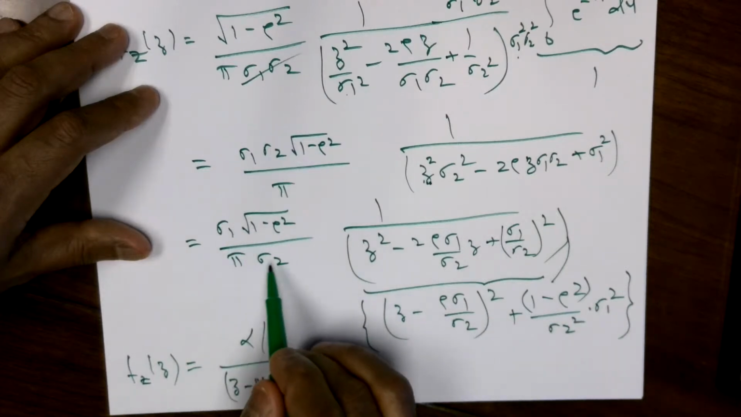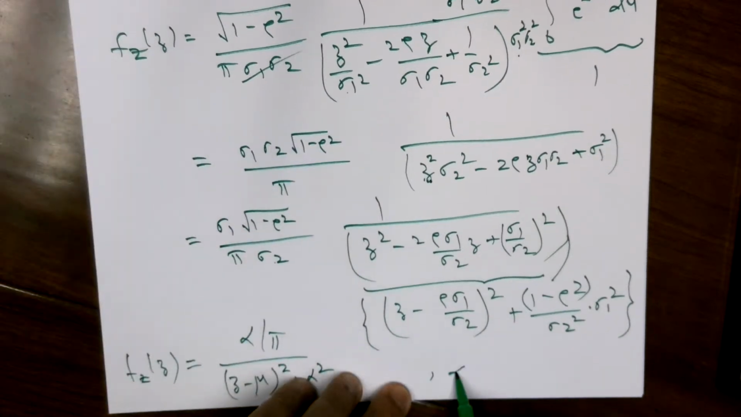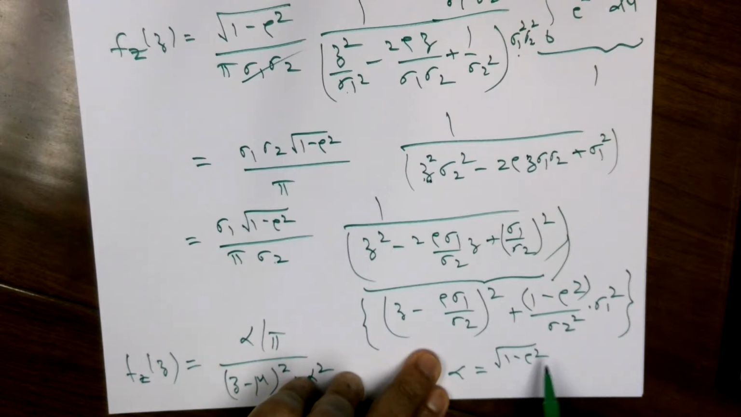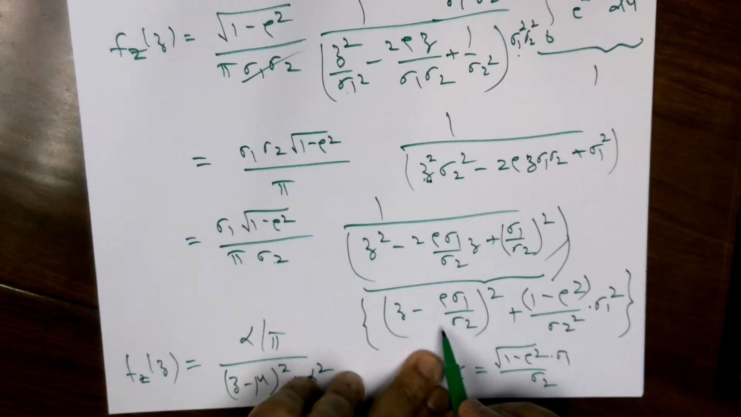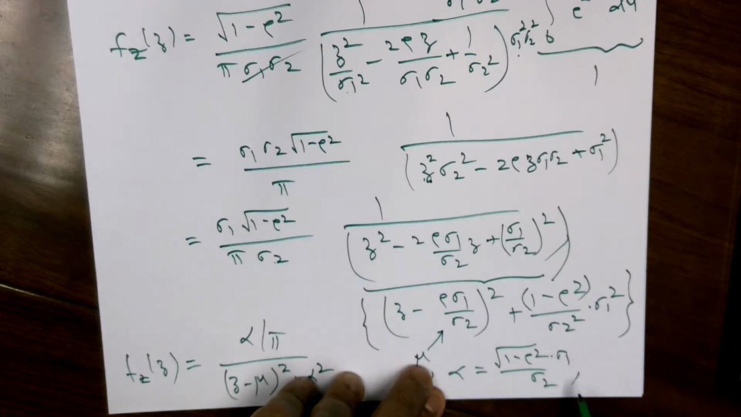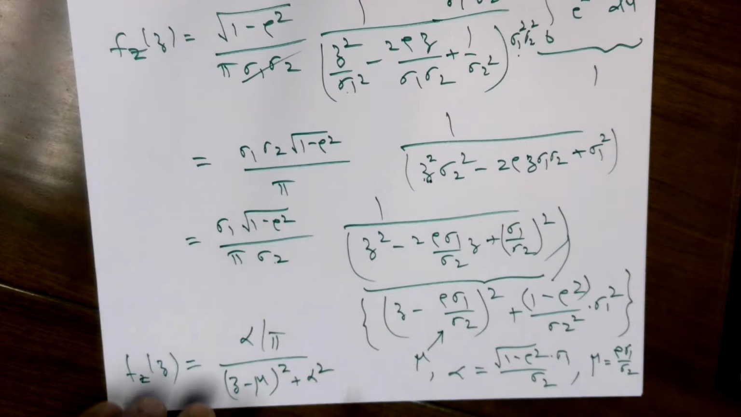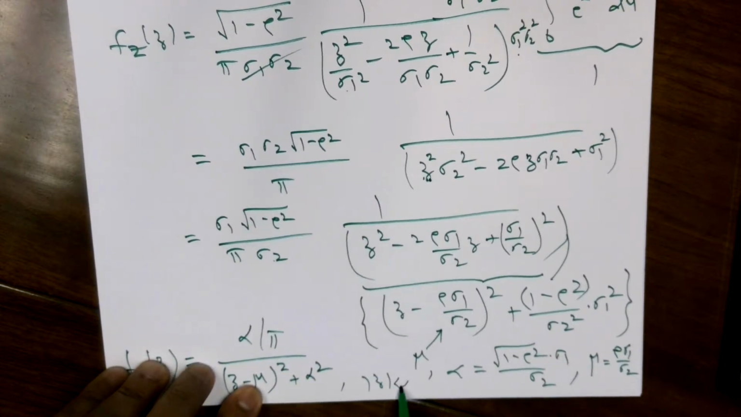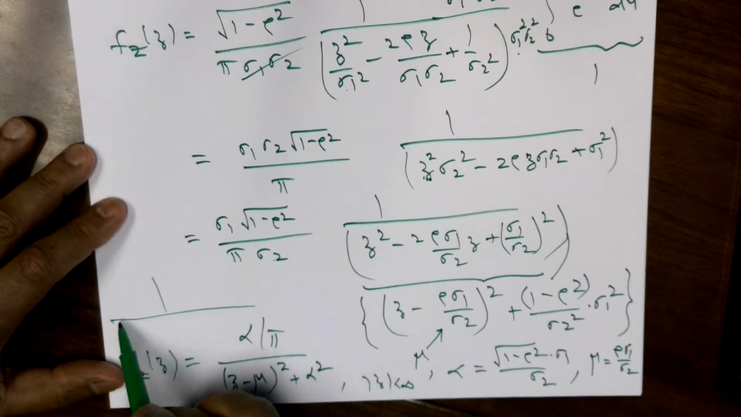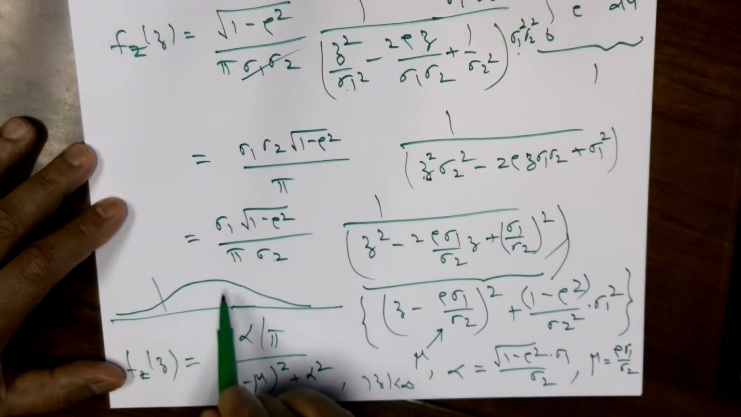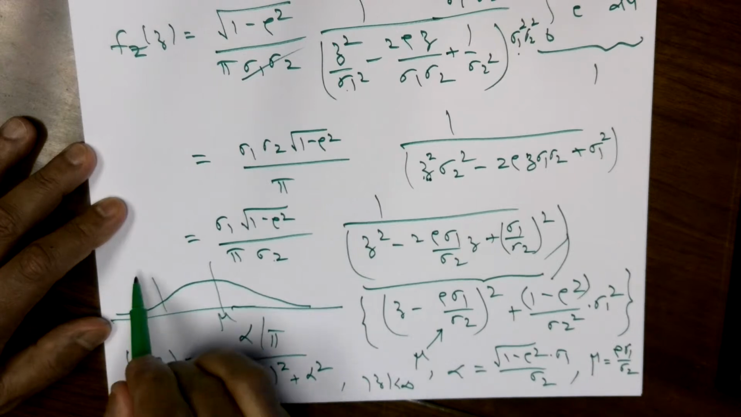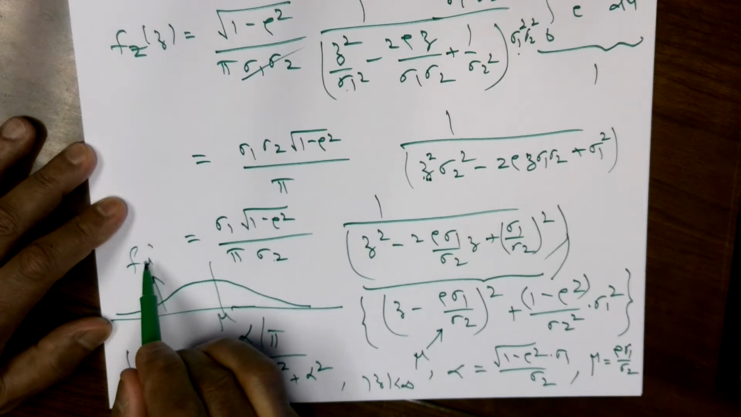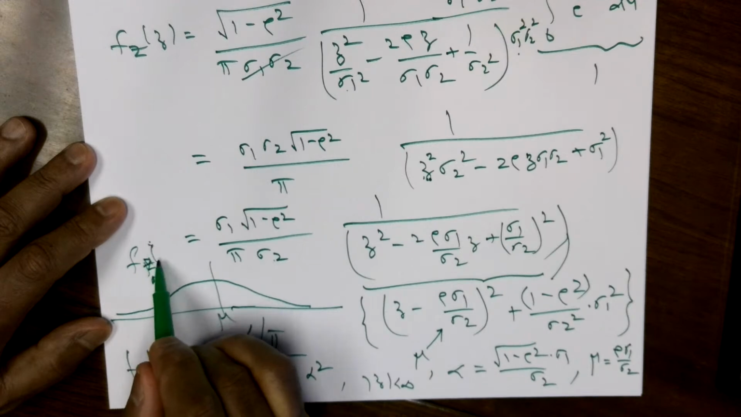So the alpha is, you can see this whole thing can be written as square root of 1 minus rho squared sigma 1 over sigma 2. So alpha is square root of 1 minus rho squared multiplied by sigma 1 over sigma 2. And this is, of course, mu, and mu is rho sigma 1 over sigma 2. And as I said, z goes from minus infinity to plus infinity. So this is a Cauchy distribution centered around the mu. So this is generalized Cauchy, that's what it is.